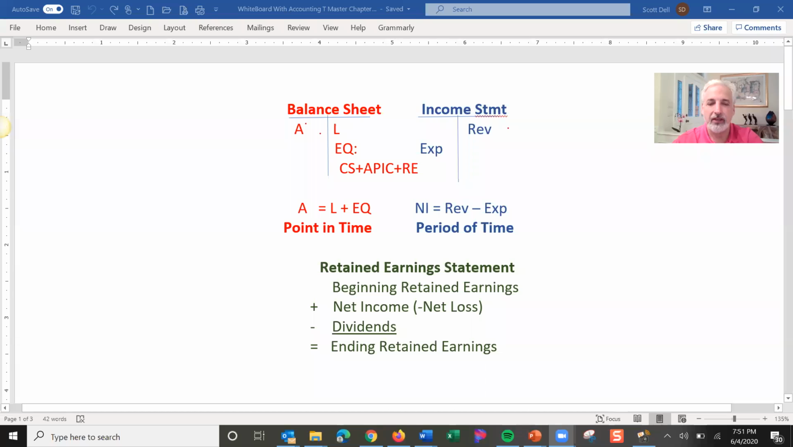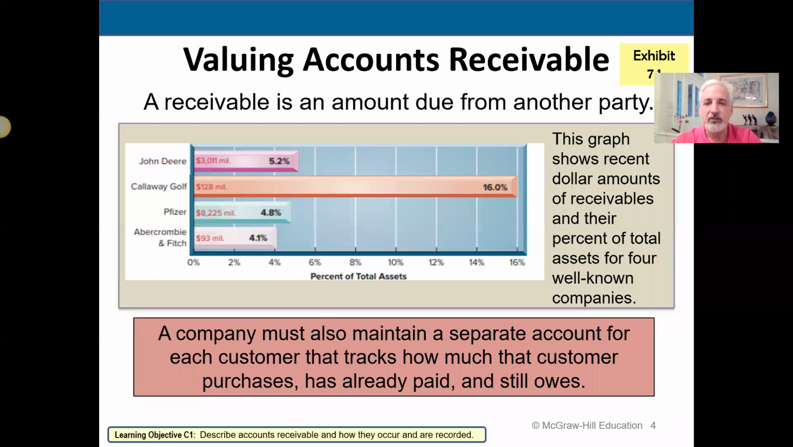Hi, class. Let's talk receivables, accounts receivable. I'm going to go ahead and share my screen, and we'll jump over to a presentation. We're going to do some free writing, and we've seen these charts before. Let's actually go over and talk about accounts receivable as a whole.